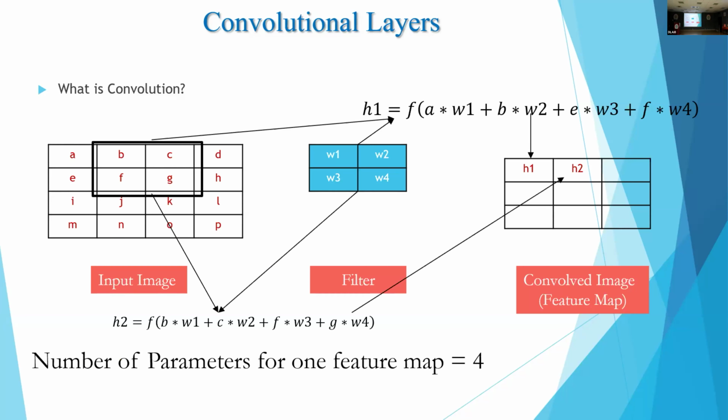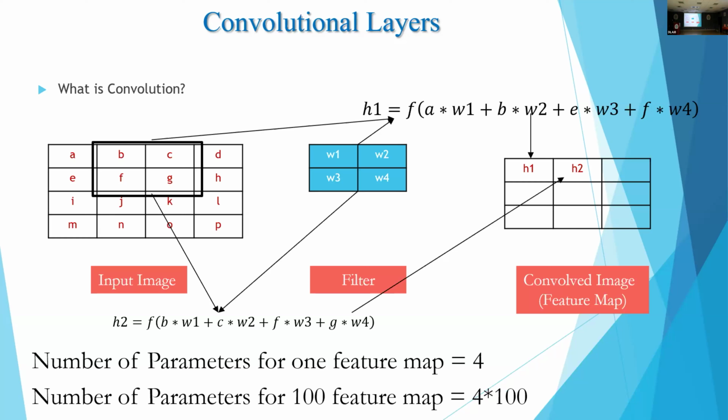So this process continues. So how many parameters do we have? W1, W2, W3, W4. Only 4. If I have one filter, the size of the filter is the number of parameters. If I have n filters, n times that many parameters. So the number of parameters for one feature map is 4. If we have 100 feature maps, we will have 400.